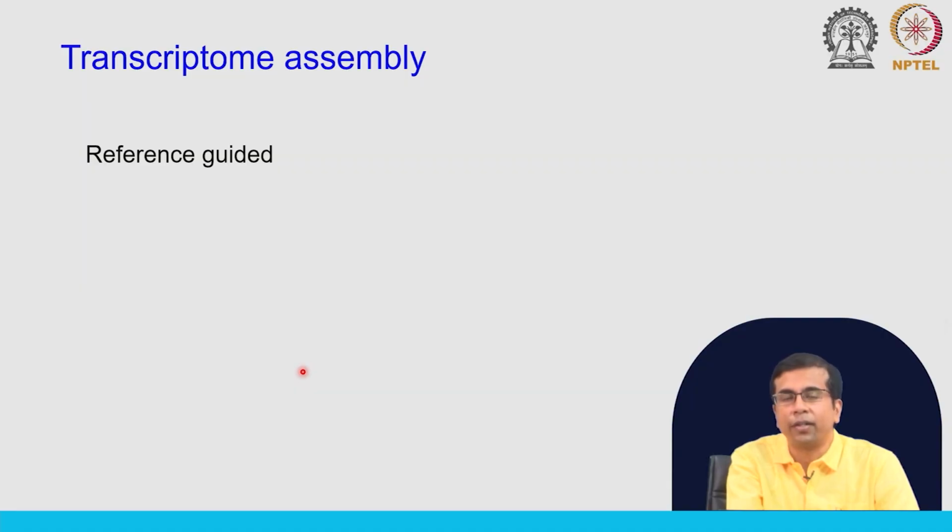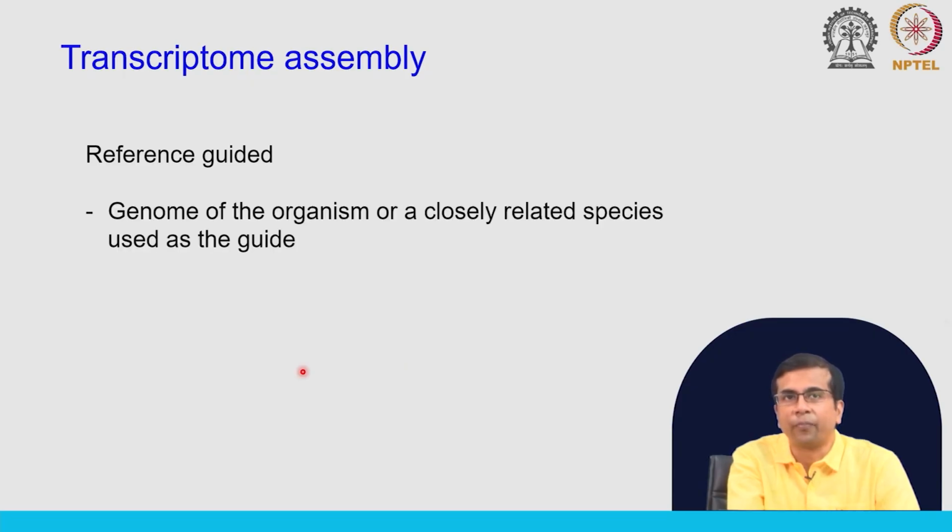Now, transcriptome assembly can be of two different types. The first one is reference guided transcriptome assembly. As the name suggests, there is a reference genome against which you are doing this assembly. So, we have the genome of the organism or a closely related species that is used as a guide for the assembly process, or you can do de novo assembly.